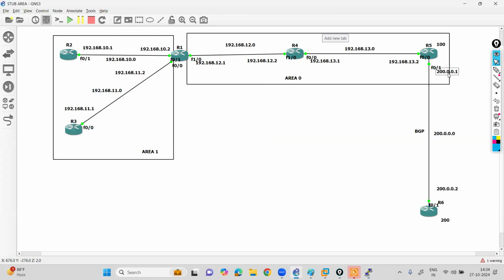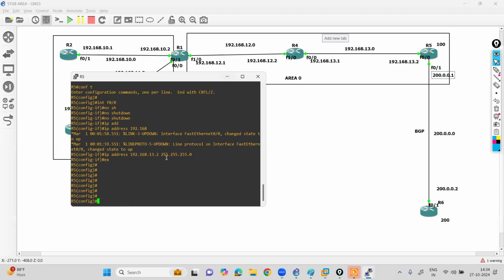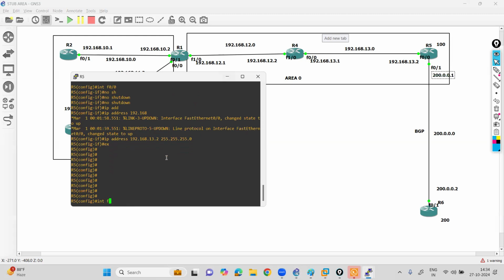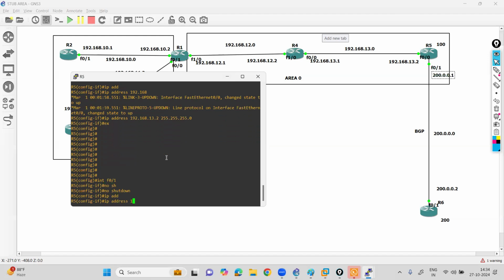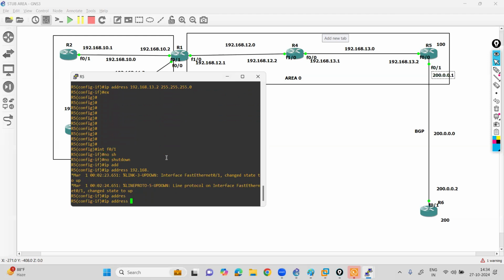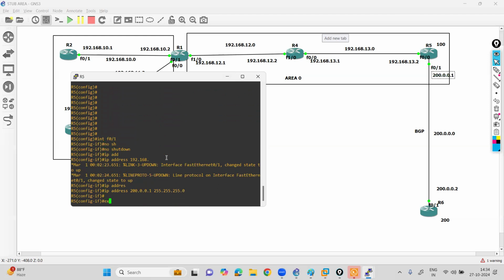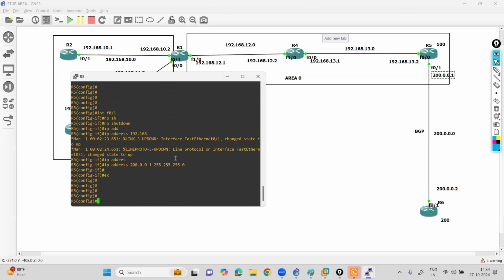Here we do have interface F0/1 on router number 5. Interface F0/1, no shut. IP address is 200.0.0.1 and 255.255.255.0. Clear? Okay. Let's go to router number 6 now.